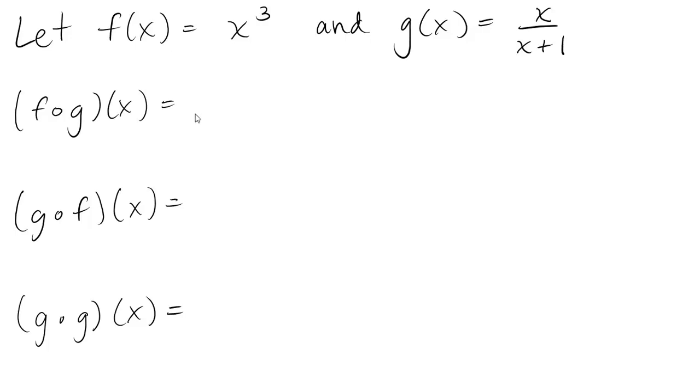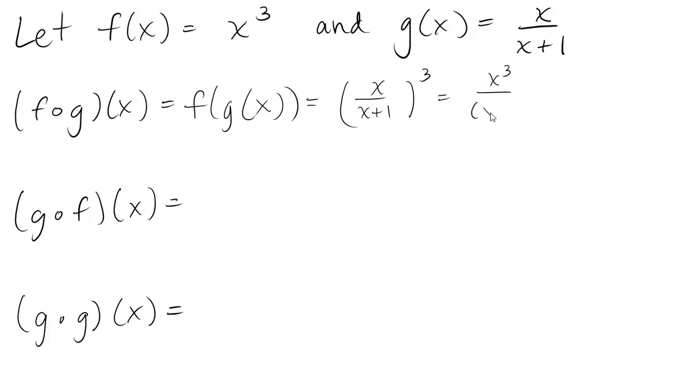f circle g of x means f of g of x. f is this function which takes its input and cubes it. And the input is supposed to be g of x. I guess I could write g of x cubed here, but I know what g of x is. It's x over x plus 1. Then when you cube a fraction, you cube the numerator and cube the denominator. And you can multiply out the denominator if you want, but that's not super important here. For those of you that care, that multiplies out to x cubed plus 3x squared plus 3x plus 1.